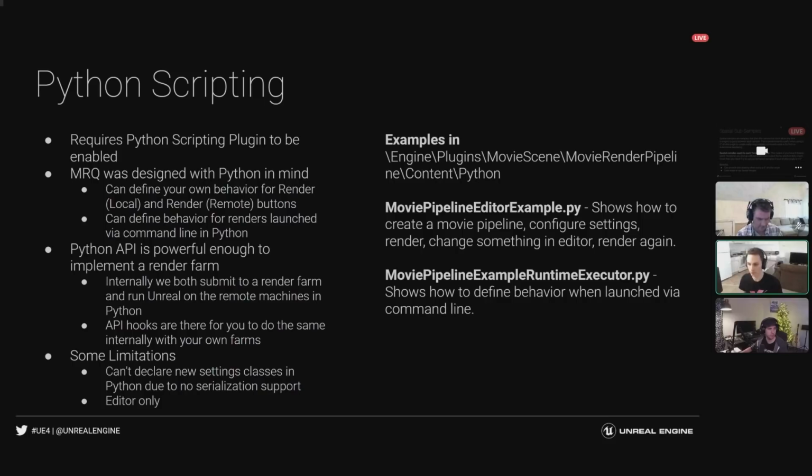So when we built the movie render queue, we designed this with Python in mind. So you actually have a lot of control from Python. One of the examples of this is you can actually control the behavior of the render local and render remote buttons on the main UI. And this can be useful for making an internal render farm where you override the render remote button to automatically send it to your render farm. And that way for your artists, it's nice. They just click the button. They don't need separate ways of submitting it or anything like that.